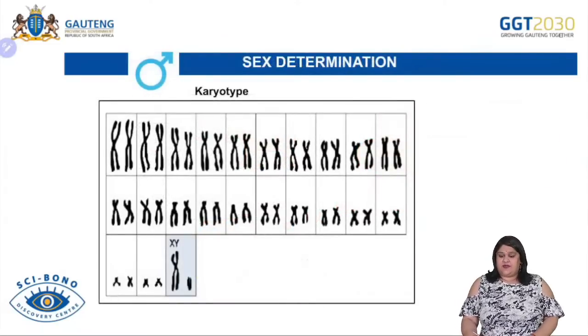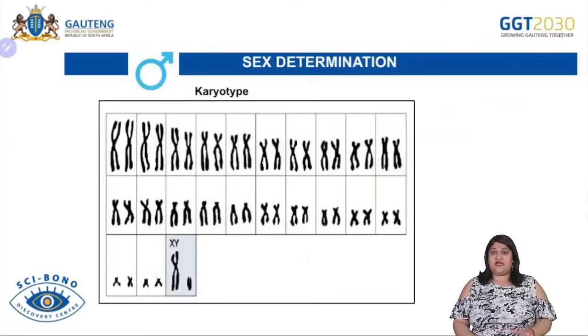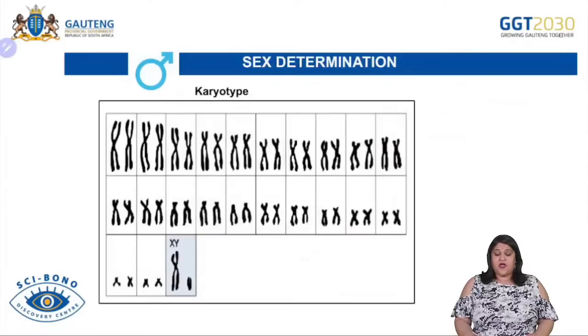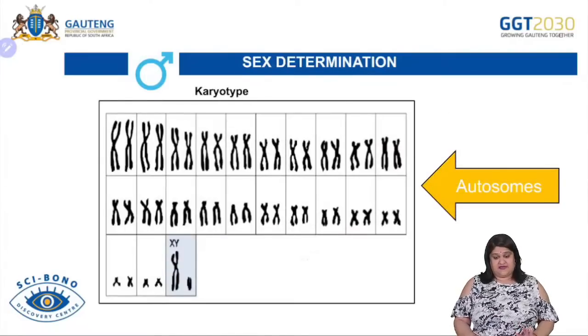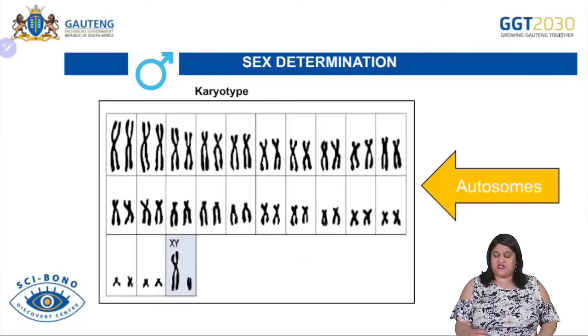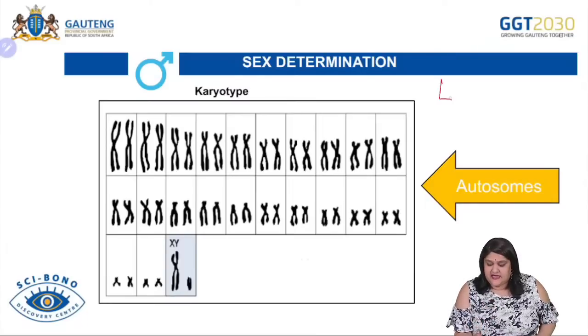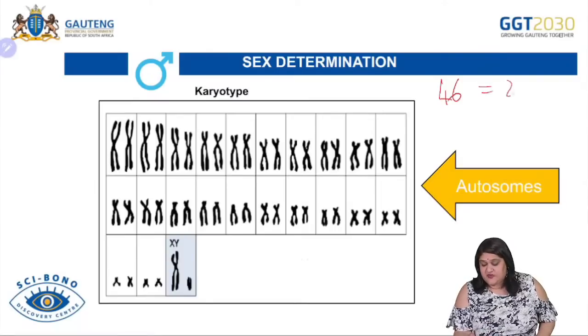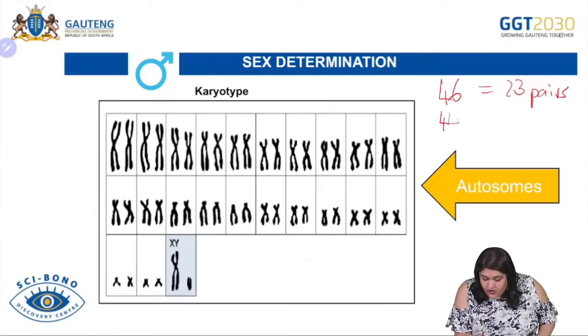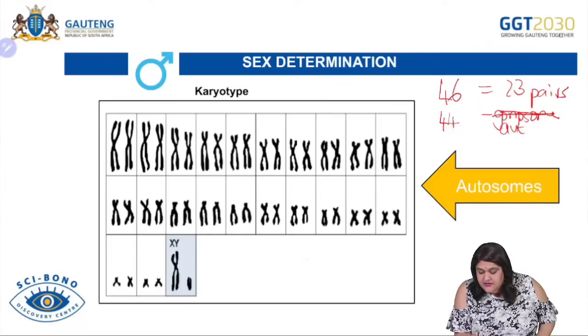Right, now we're looking at sex determination. This is called a karyotype. It's a representation of all the chromosomes that are found in a human cell. The important thing that I want to mention before we actually get to the sex determination is that, remember, in a diploid cell we have 46 chromosomes, which is basically 23 pairs. Now what I want to show you is that 44 of those 46 are autosomes. Sorry about that. 44 are autosomes, and the two that are left over from this 46, those are the gonosomes.